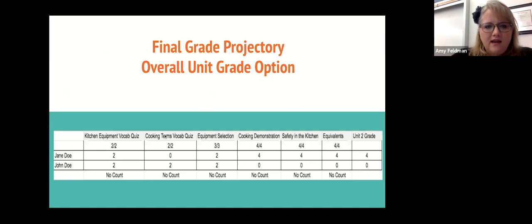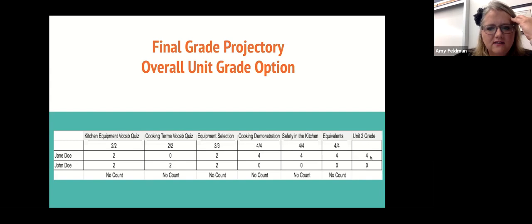So here is, let's say, my unit 2. I have my vocab quiz, I have equipment selection, I have cooking demonstration, I have safety in the kitchen and equivalence. So let's say Jane here had a 2, a 0, a 2, a 4, a 4, a 4. I can change those grades into a no count and just give them 1 grade for the unit.